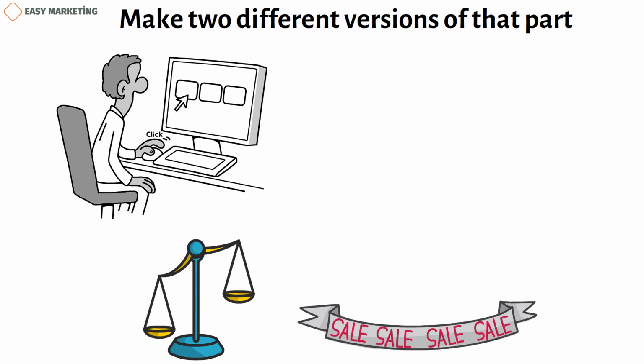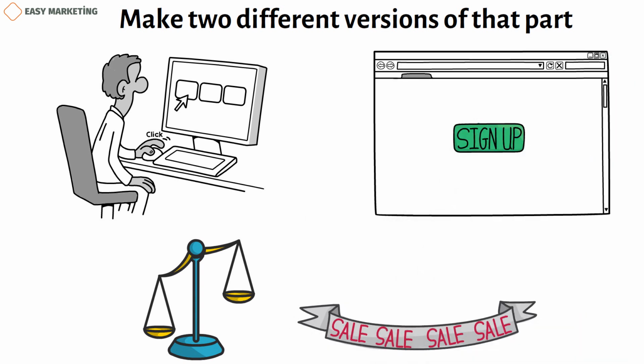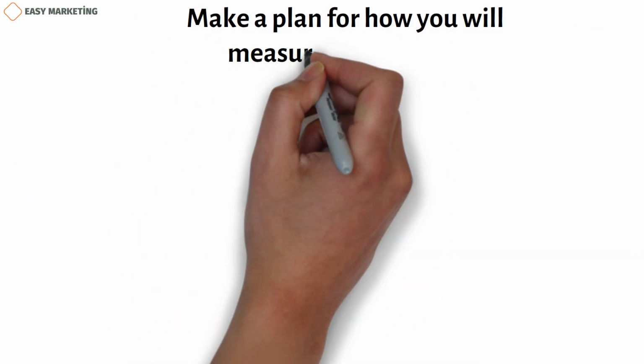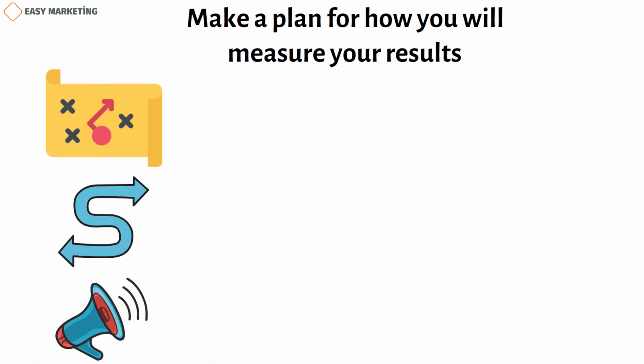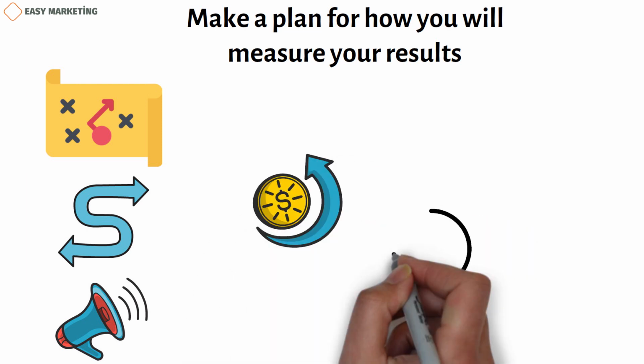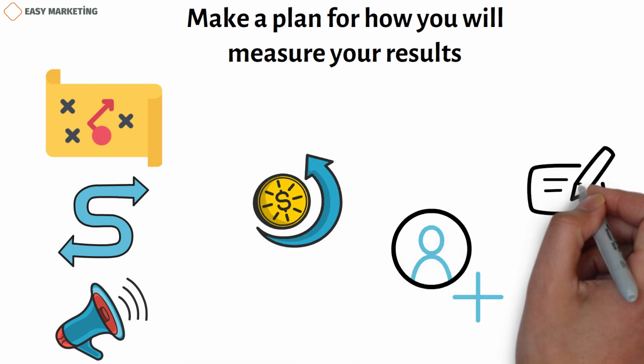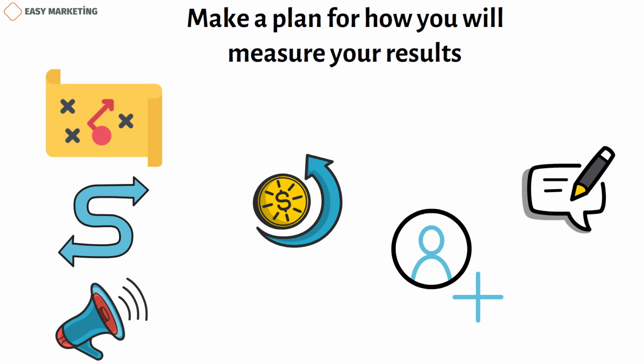For example, you could leave one landing page the same and compare it to the same page with a bigger call to action button. Make a plan for how you will measure your results. Make sure you have a plan for keeping track of how your campaigns are doing. Know what you're looking for, like more sales, more people signing up for your newsletter, more comments on your Facebook posts, or something else. Also, say how big a change would have to be for it to be statistically important.